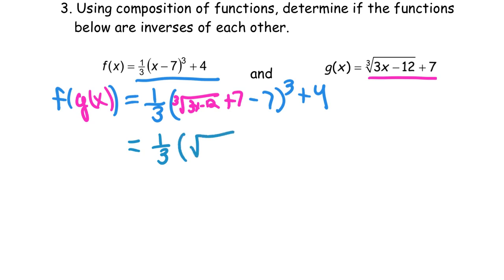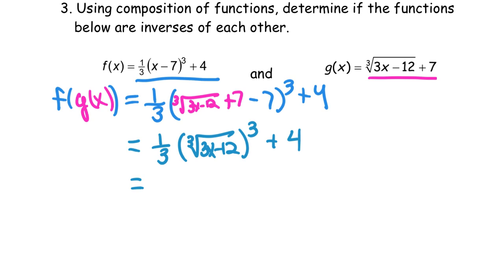So I got 1/3. I got the cube root of 3x minus 12 cubed plus 4. And all I did was do the 7 minus 7. So now what? Are my cube root and cube alone? What do you mean they're not alone? Don't I have the cube root of something being cubed? Oh, yeah. So then they're alone. You notice how the 7s are gone?